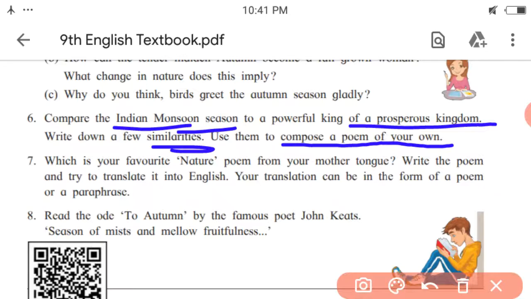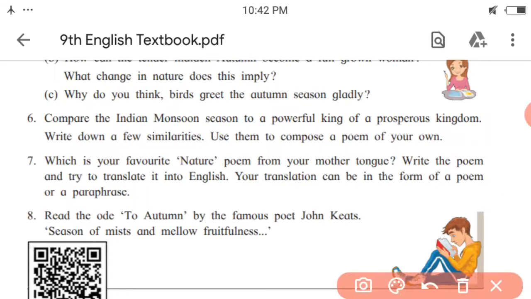Especially, it is the favorite season of the farmers, or rather farmers especially wait for this season, right? The same way, if the subjects believe their king, they too wait, they too like to visit their king. So there are many similarities. Think of all those and try to put those similarities in the form of a poem.